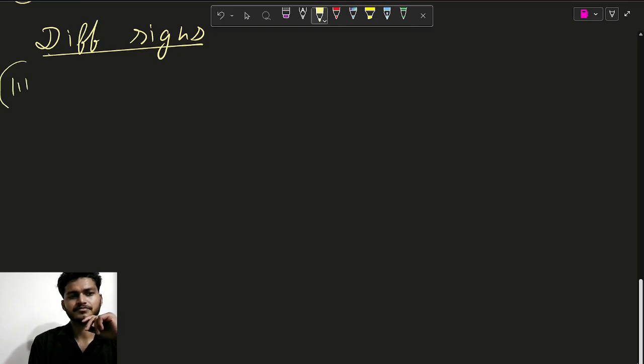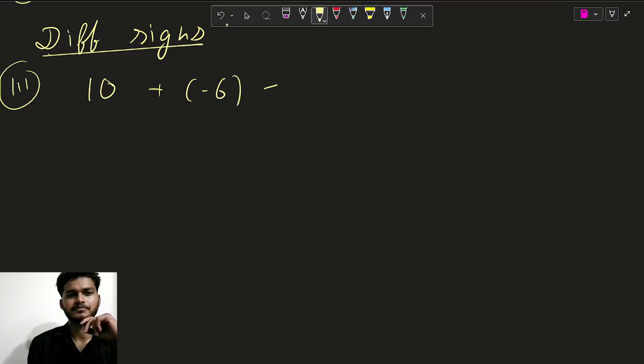See, suppose I have 10, and then I have to add 10 with minus 6. So what should be my answer? What will be the sum? First of all, see whether the two numbers which we are going to add have the same sign or different signs. The signs of the two numbers are different. This is a positive integer and this is a negative integer.